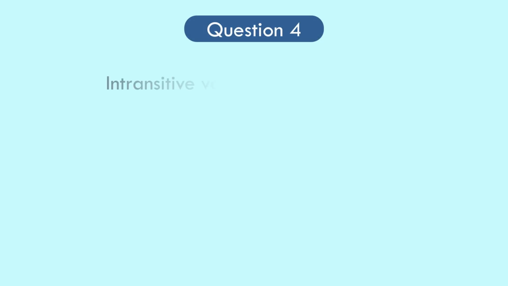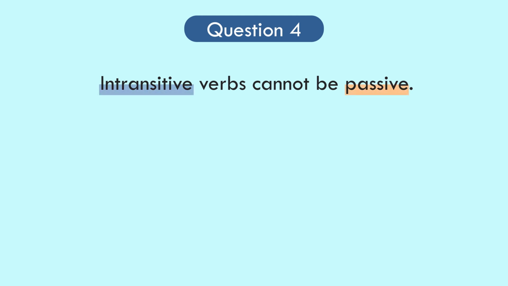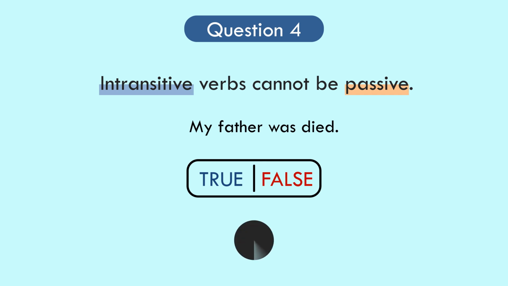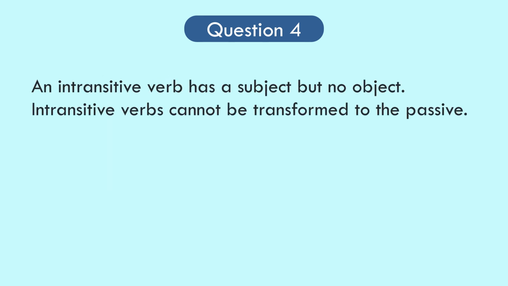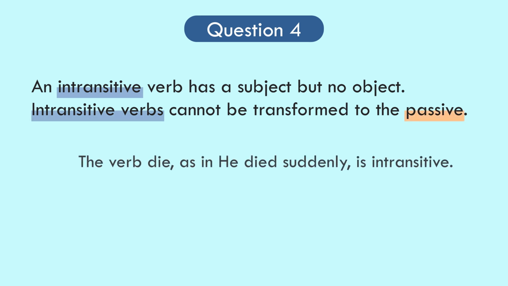Question 4. Intransitive verbs cannot be passive. True or false? True. An intransitive verb has a subject, but no object. Intransitive verbs cannot be transformed to the passive. The verb die, as in he died suddenly, is intransitive.